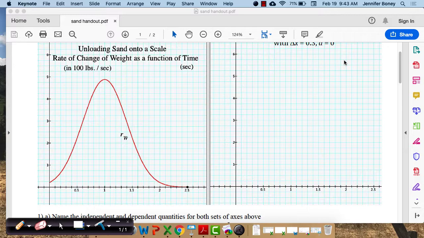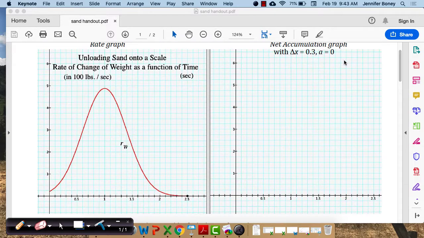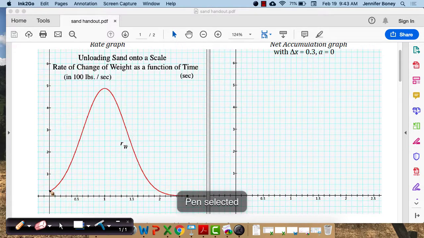And then there's some steps. Number 2 says highlight points on the exact rate of change curve every 0.3 seconds. So this is our delta x equals 0.3 that's mentioned at the top. So we're going to use a equals 0 and delta x equals 0.3, starting at 0, saying, all right, put a dot every 0.3 seconds. So down below, these aren't in quarters. These are 0.1, 0.2, 0.3, 0.4, 0.5.